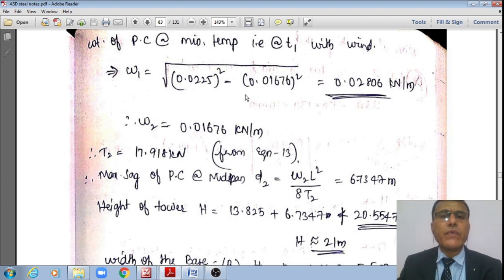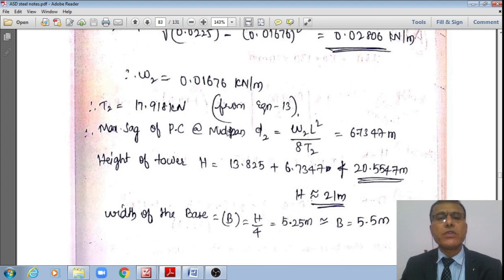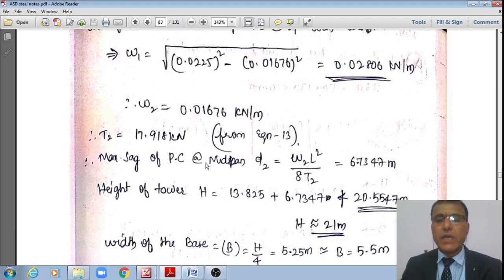In such a case, without wind, only the self-weight of this power conductor will be acting in the downward direction. There is no horizontal or lateral force. Therefore, W2 is equal to 16.76 Newton per meter, or 0.01676 kilonewton per meter.